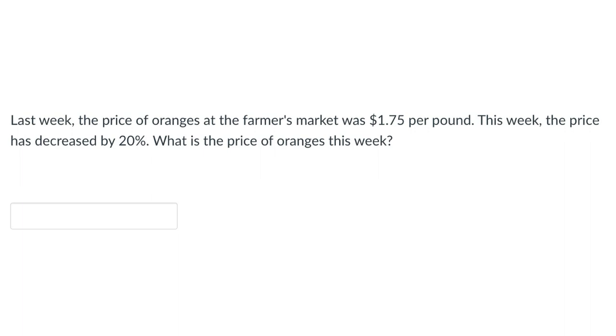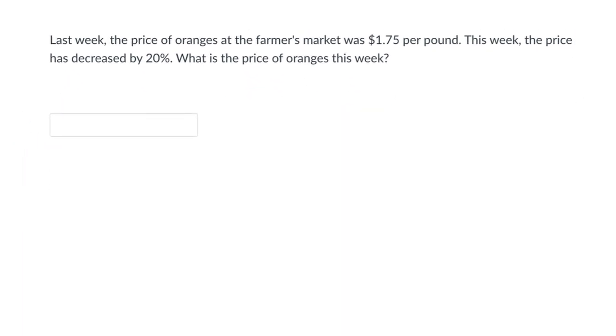So it says last week, the price of oranges at the farmer's market was $1.75 per pound. This week, the price decreased by 20%. What was the price of oranges this week? All right, so we are at 100%, and then we are decreasing that by 20%. All right, don't see that too often. So if we decrease by 20%, we are now at 80%.